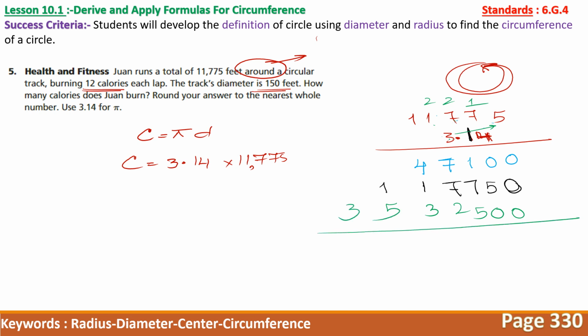Add all these figures together. 0, 0, 0, 0. 0, 5, 0 is 5. 7 plus 1, 8.